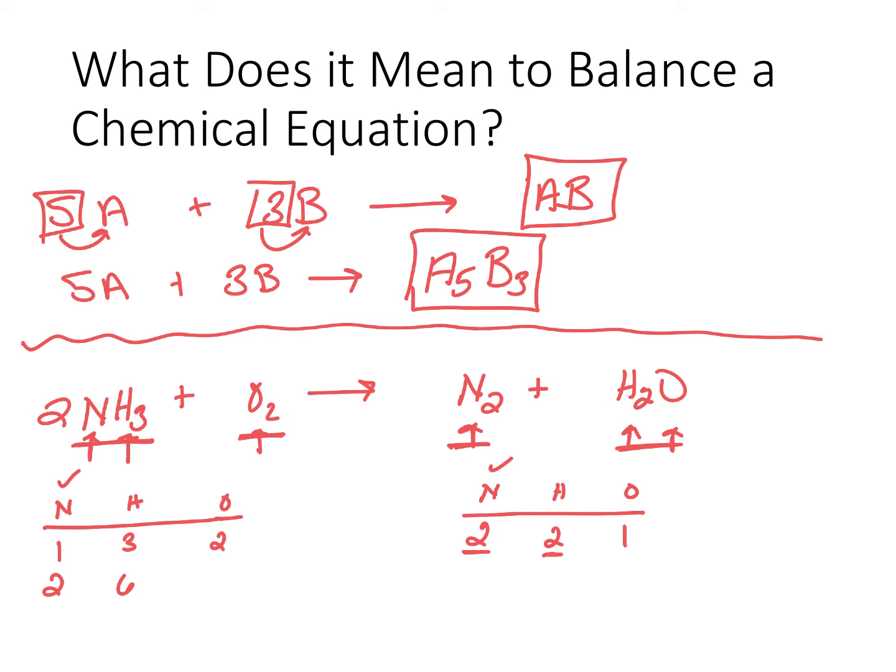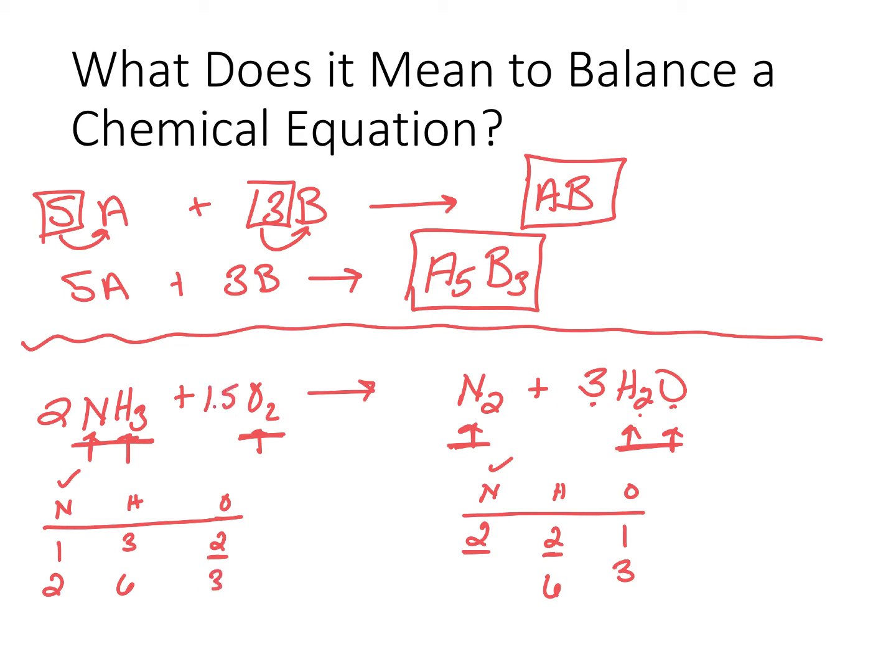To get to 6 from 2, I can multiply by 3. So 3 times 2 gives me 6 hydrogens. That 3 also multiplies the oxygen, so now there's 3 oxygens. If I look on the reactant side, I only have 2 oxygens. So I'm still not there. To get from 2 to 3, I can multiply by 1.5.